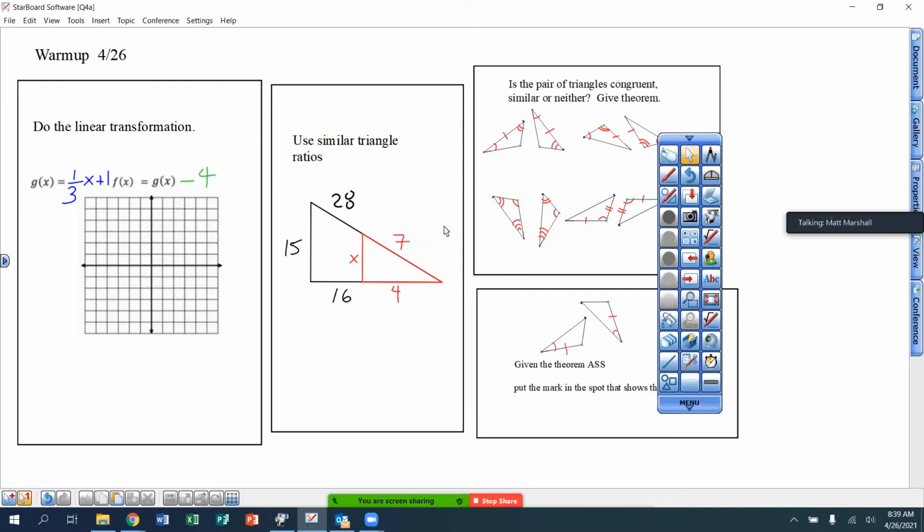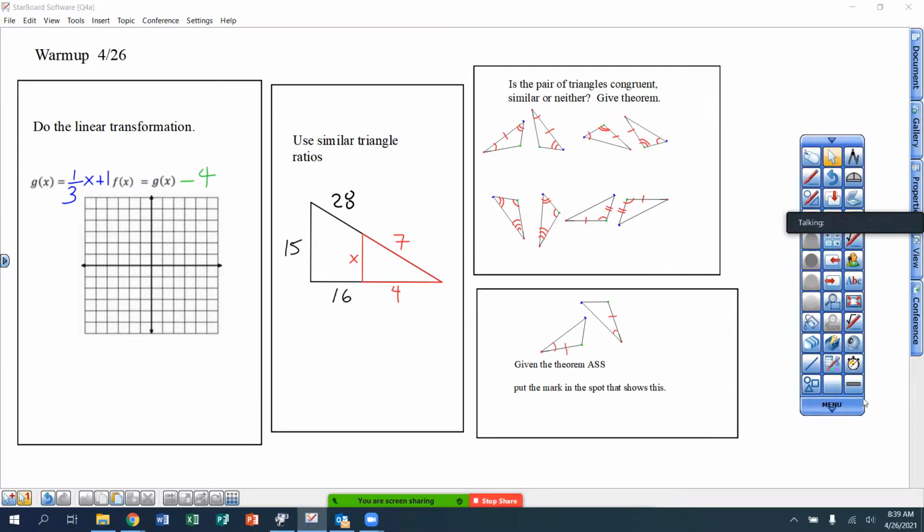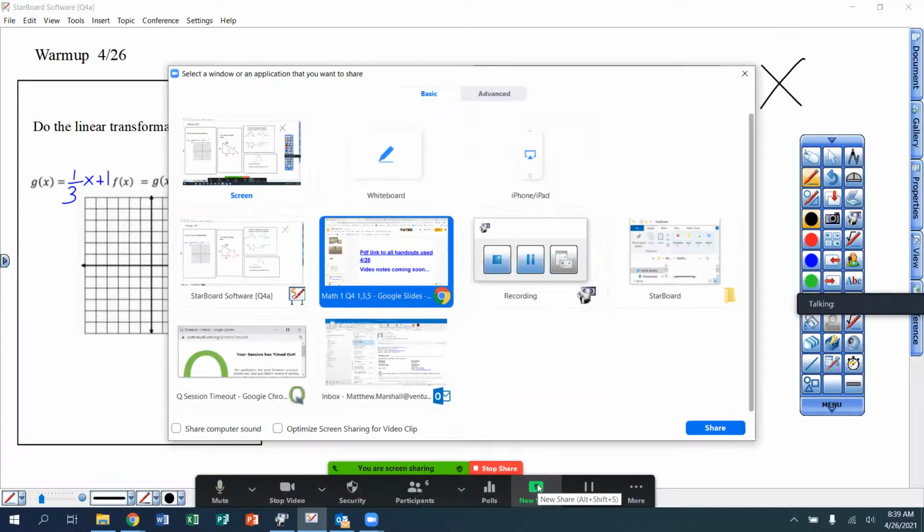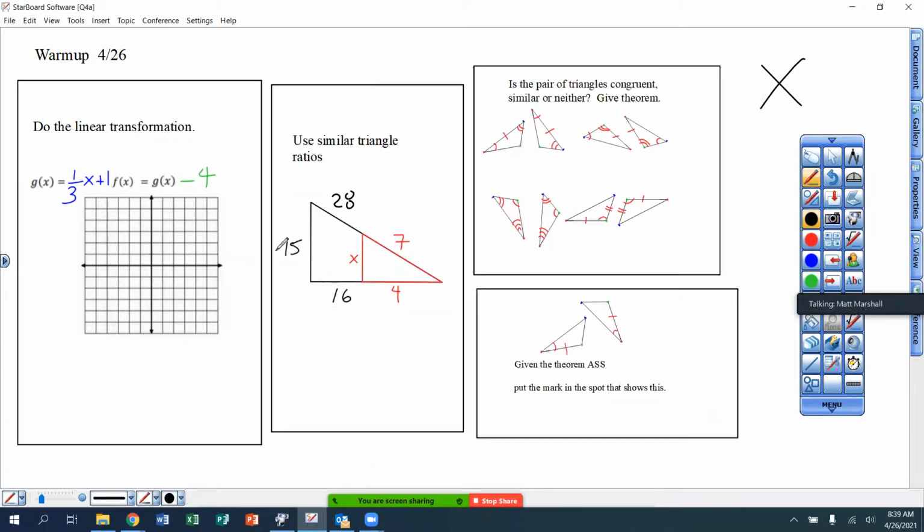All right, Zoom people, can you see this out there? Can you see this black X I'm drawing right there? No black X, thank you. How about a circle around the black X? You see it? Yeah, I'm not ready.